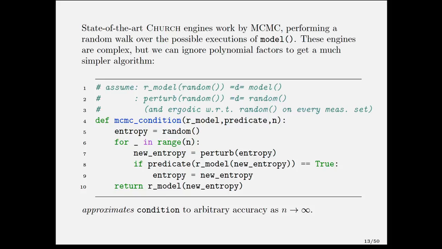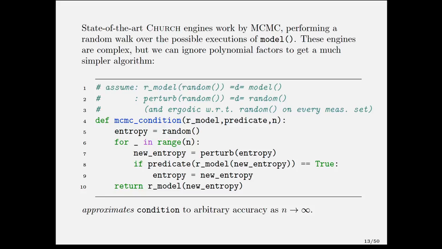And then how does this approach work at a very, very high level? I start off with some choice of randomness. All right, and then n times, I'm going to perturb that randomness, and then I'm going to run my model on that randomness. That's like running guesser, or running model. I'm going to check it against the predicate. And if it's true, I'm going to update my entropy. So I'm at some current choice of random input. I perturb it, and I accept that perturbation if the data are still satisfied.